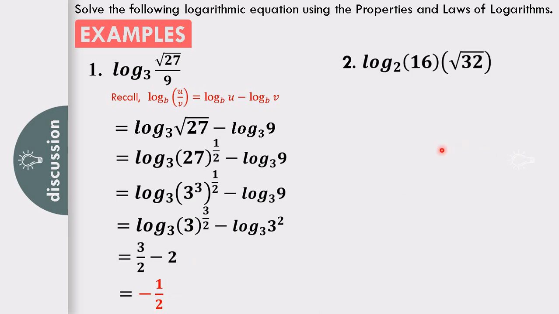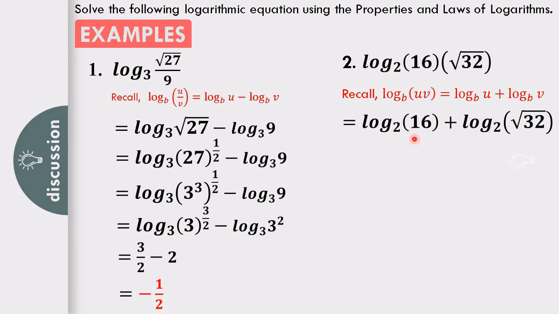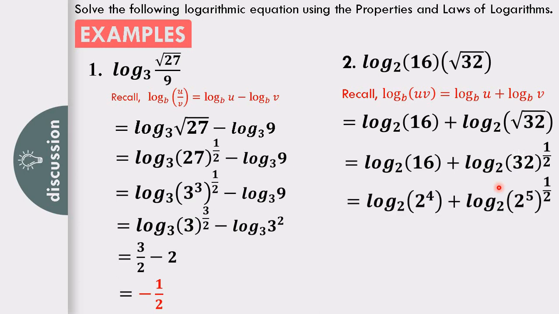So example number 2, we have logarithm of 16 times square root of 32 to the base 2. Since they are multiplied, we will add them. So we have logarithm of 16 to the base 2 plus logarithm of square root of 32 to the base 2. The square root will become an exponent of 1/2. So we have logarithm of 16 to the base 2 plus logarithm of 32 raised to 1/2 to the base 2. Then simplify. So we have logarithm of 2 raised to 4 to the base 2 plus logarithm of 2 raised to 5 raised to 1/2 to the base 2.